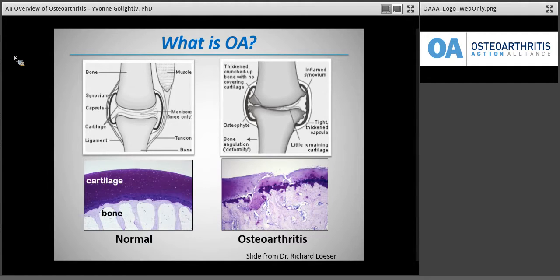Now, bone does contain nerves, so when cartilage deteriorates and the bone is exposed, people can experience pain. And you may have heard of the phrase bone-on-bone arthritis, and what this means is that the cartilage is so severely degraded that the person ends up developing severe osteoarthritis.